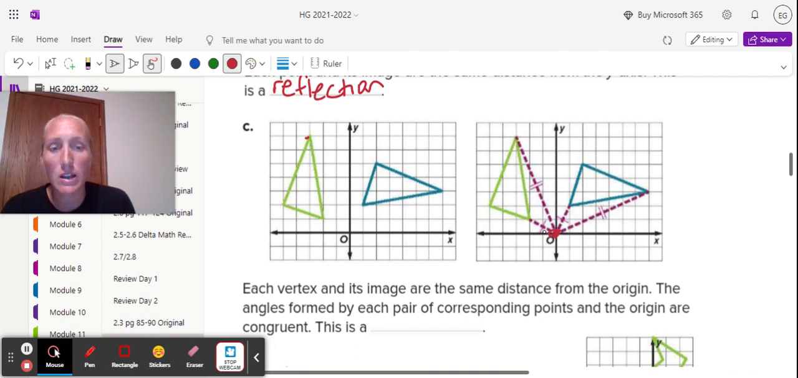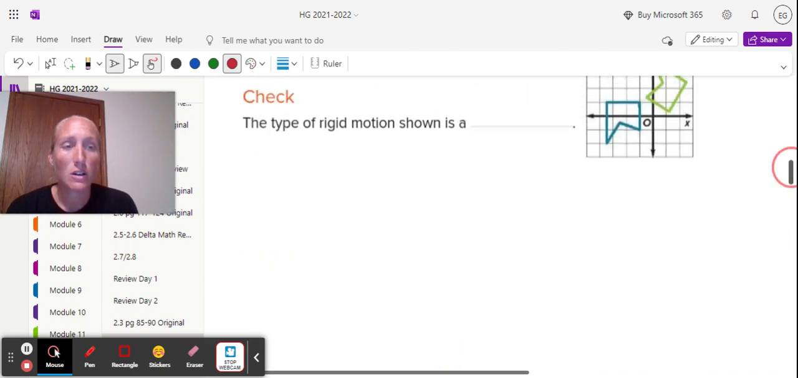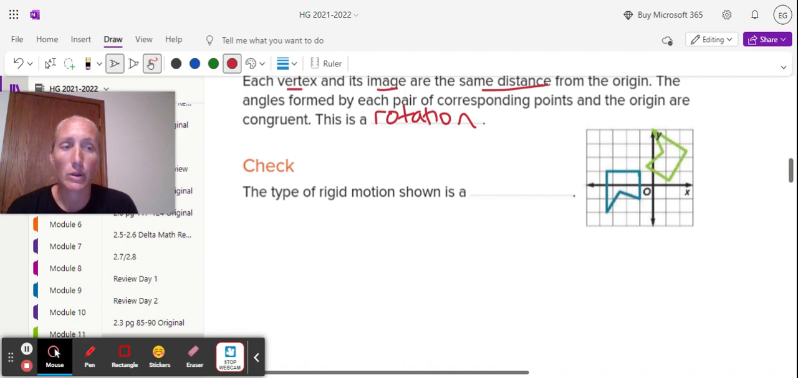They show you the center right here, and they show you that if you connect to this point and connect to its other one, it's the same distance away. And the degree measure actually looks like a 90-degree rotation here. You can do that with every one of those points to figure out that it does rotate. So what you're seeing here is each vertex and its image, so pre-image and image, are the same distance from the origin. The angles formed by each pair of corresponding points and the origin are congruent. So this is a rotation, and that gives you an idea of what a rotation is like. Okay, so to check, you look at this figure. Hopefully you figure out pretty quickly that that is also a rotation.